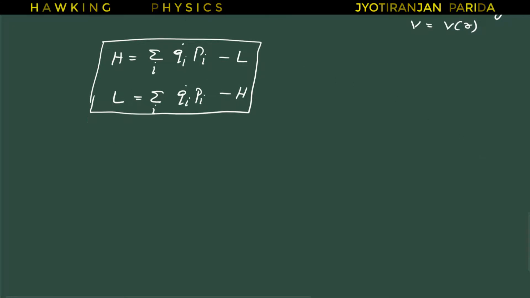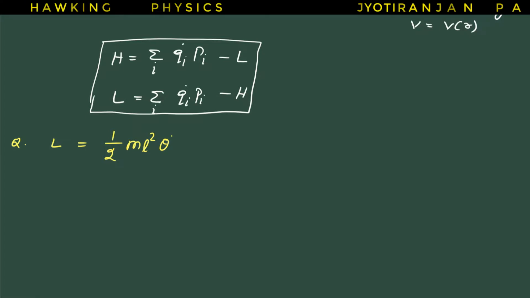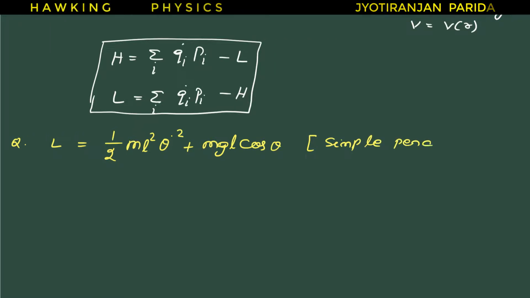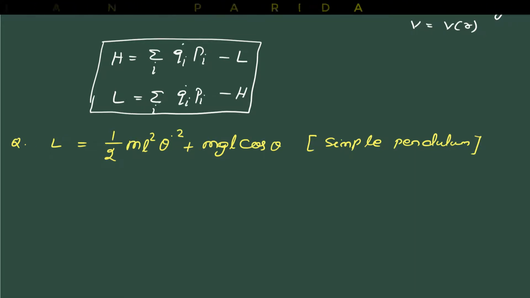Then just take some examples to get an idea of the transformation from Lagrangian to Hamiltonian. Let's take the first question. The question is, let L be equal to half m l square theta dot square plus mgl cos theta. This is our Lagrangian equation of motion for a simple pendulum. Yes or no? Just see how we can find out the Hamiltonian from this Lagrangian.